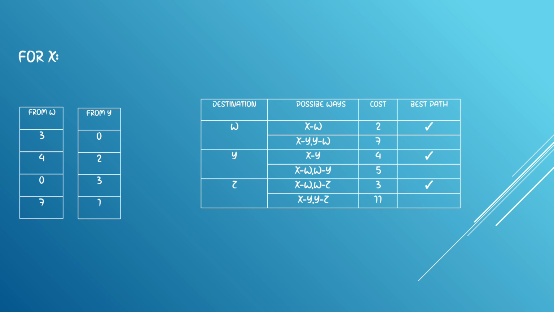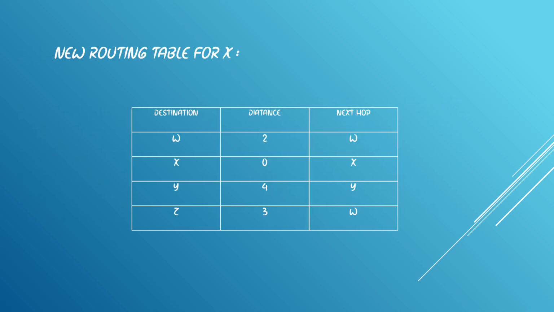And for Z, the ways are X to W, W to Z, and X to Y, Y to Z. Best path is X to W, W to Z, cost is 3. And the new routing table for X is: X to W distance 2, next hop is W; X to X distance is 0 and next hop is X; X to Y distance is 4 and next hop is Y; X to Z distance is 3 and next hop is W.